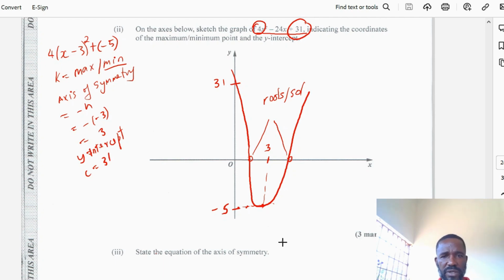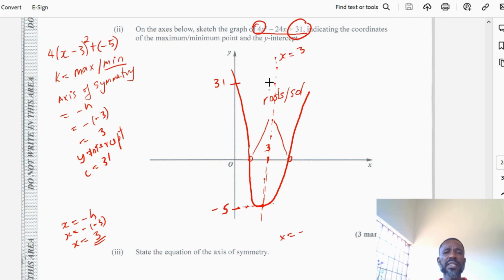That's one we asked up here. The equation of the axis of symmetry, what do we know? That x is equal to negative h, and therefore x is equal to negative of negative 3, which is equal to 3. So x is equal to positive 3. And what is the axis of symmetry? It's just that line that cuts the graph in two perfect halves. So x is equal to positive 3 in this case. And that's how we go about doing a question like this.